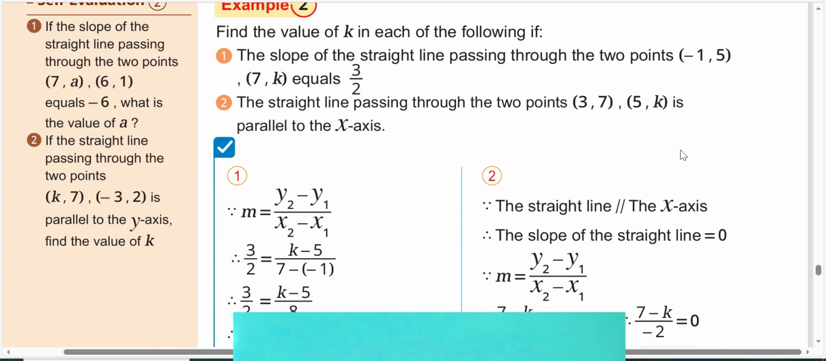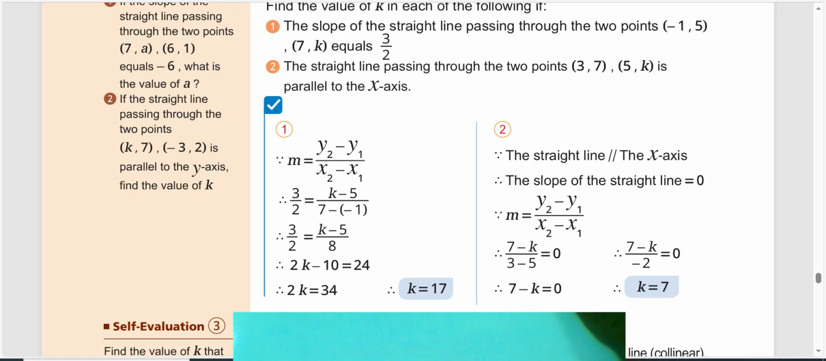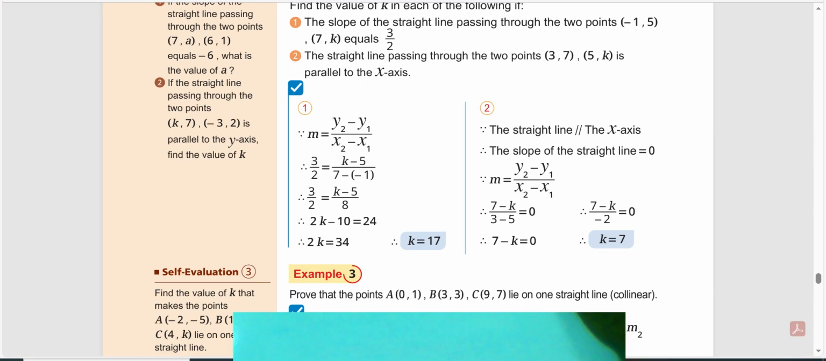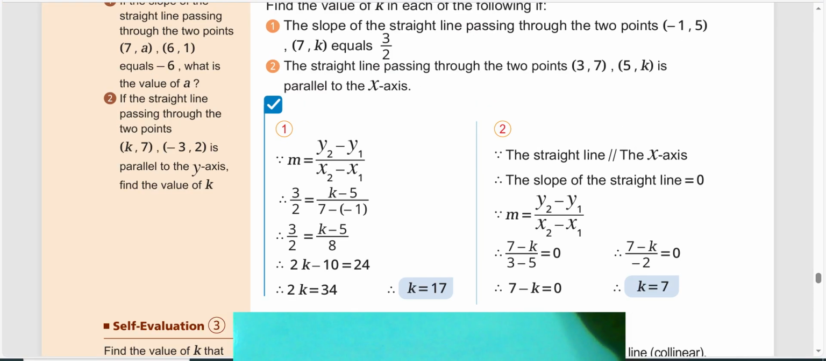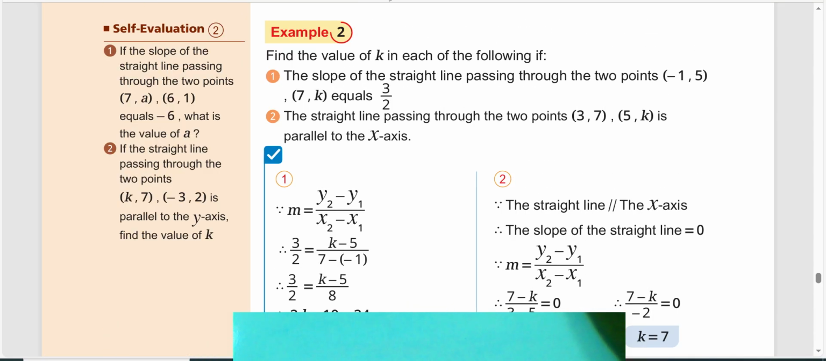Example number 2: find the value of k in each of the following. Number 1, you can read this example. Okay, it's easier for you to find the result. Read questions 1 and 2, and I will solve the same questions here, self-evaluation number 2, with you.